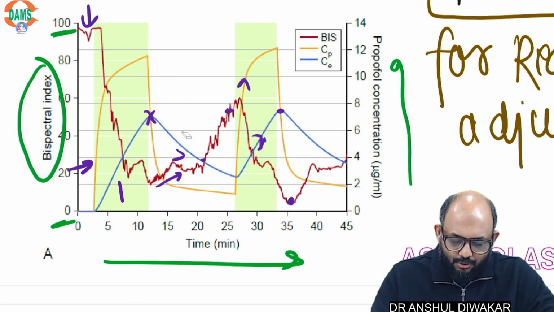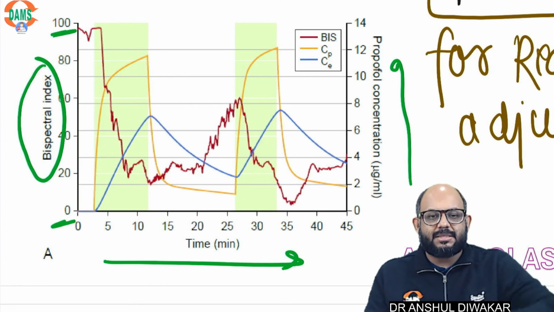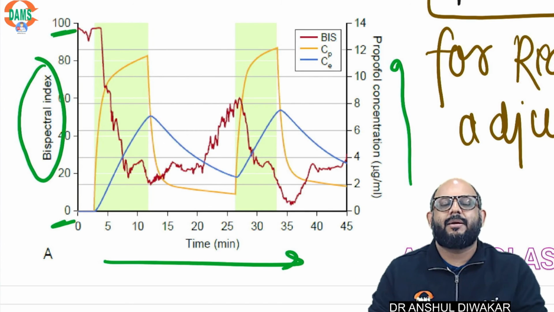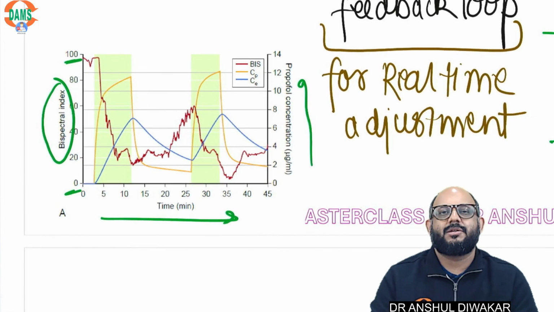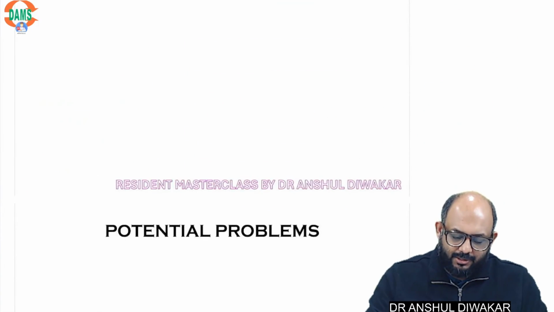So this is how a dynamic real-time system will work, that with changing levels of BIS, your infusion rates will keep on changing, and that is why monitoring is a very essential part of closed loop anesthesia, that is the TCI that we are using for administering TIVA.